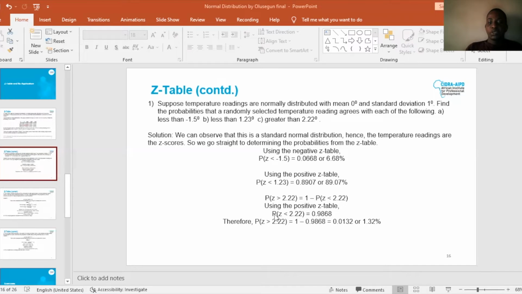So for z less than 2.22, we get 0.9868. And then to compute the probability for z greater than 2.22, we have 1 minus 0.9868, which gives us 0.0132 or 1.32% probability. I'm sure that has improved our knowledge of using the z-table. I'm sure you follow through it, with the z-table at hand or online.